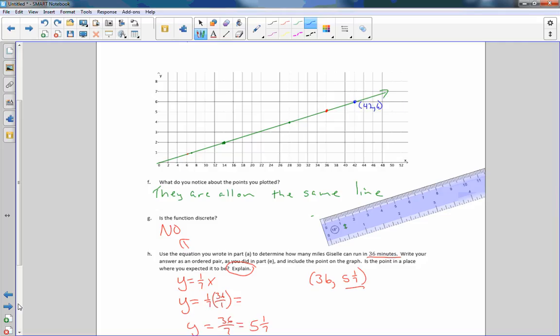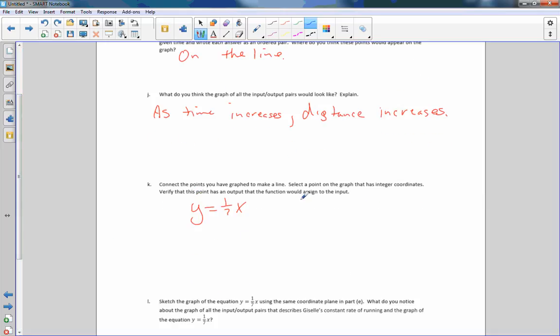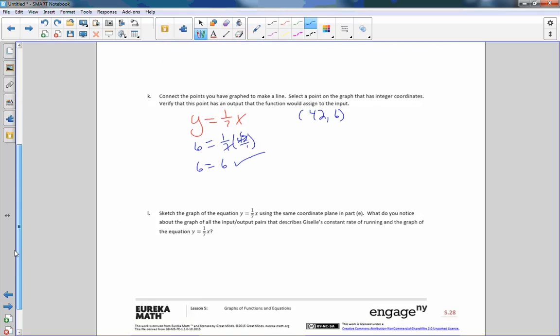So if I plug that into that equation down here, so now I have the point 42, 6. That means y is 6 when x is 42. So 6 equals, well, 7 goes into 42 6 times, and sure enough, 6 times 1 over 1 is 6. And therefore, it should be on the line. It makes the equation true.